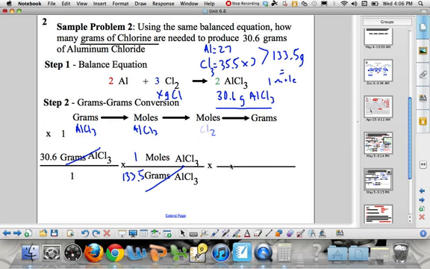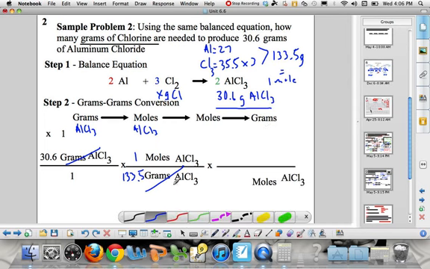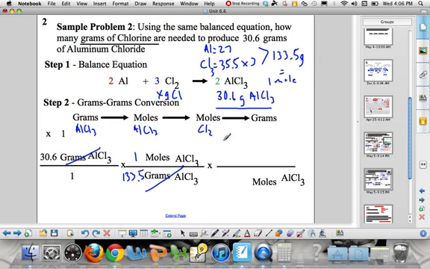Whatever I have on top in the previous steps got to go down on the bottom in the next step. So my moles of aluminum chloride were on the top. They've got to go down on the bottom in the next step. Let me just put this here again so that it doesn't erase. There we go. And I'm trying to convert to moles of Cl2, so that's what I want to have up on top. Moles of Cl2 up on the top.